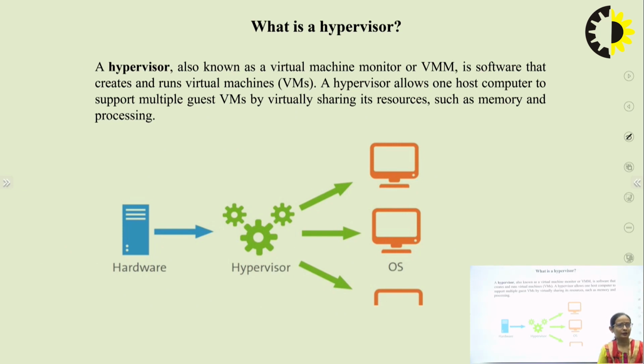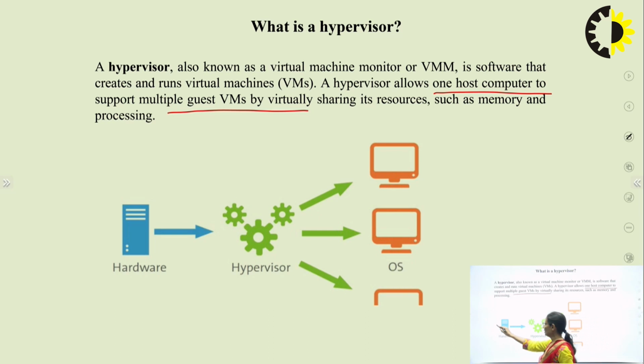So what is a hypervisor? A hypervisor, also known as a virtual machine monitor or VMM, is basically software that creates and runs virtual machines. That is, the virtualization concept is achieved through this particular software, your hypervisor. A hypervisor allows one host computer to support multiple guest VMs by virtually sharing its resources such as memory and processing.